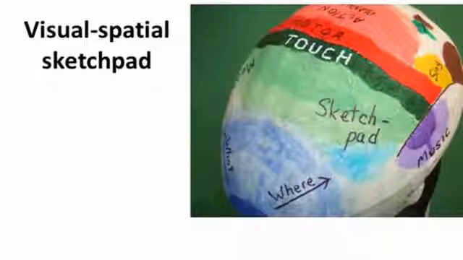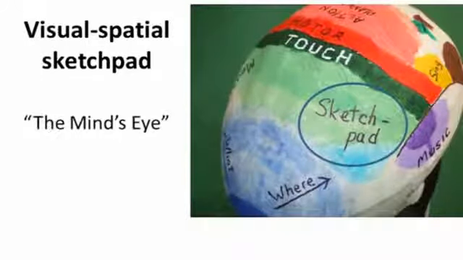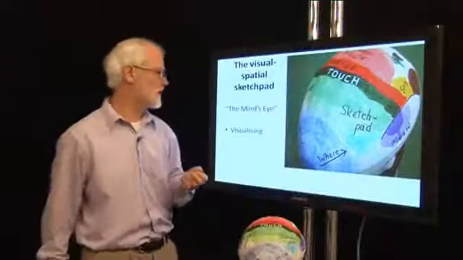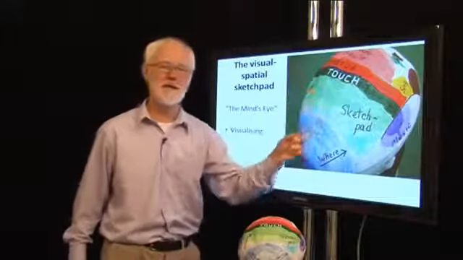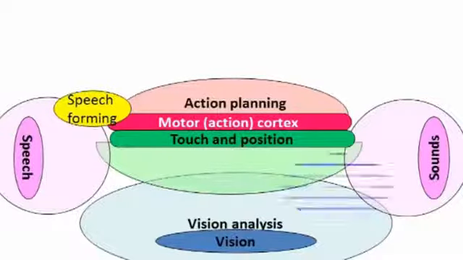Another important area is called the visual spatial sketchpad. This is what you might call the mind's eye. Whenever you are closing your eyes and imagining something, or even visualizing something with your eyes open, it's taking place here. So we can add the sketchpad to the diagram just here.